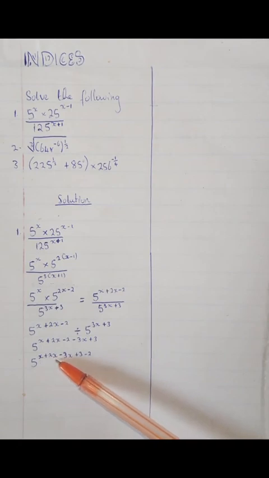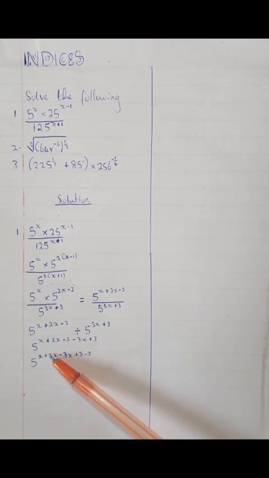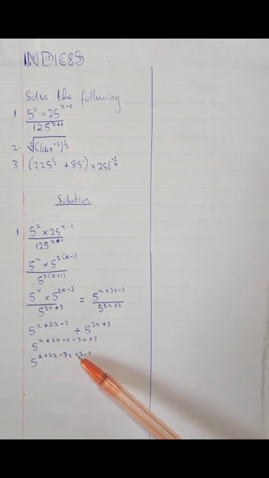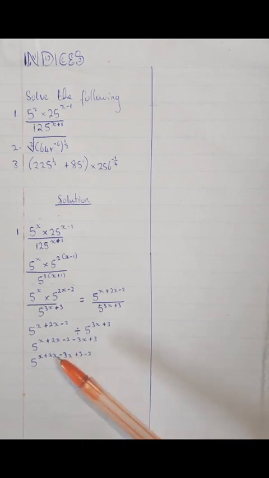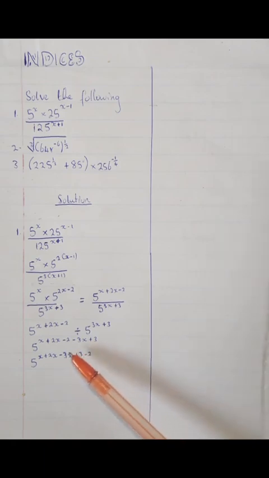We brought all those ones that have s to the left hand side. Then we have plus 3, which is this, minus 2, which is this. So the whole numbers we brought to the right hand side, and the ones with s we brought to the left hand side.